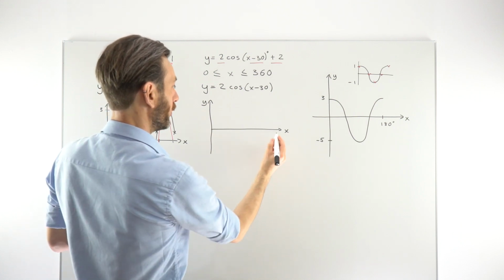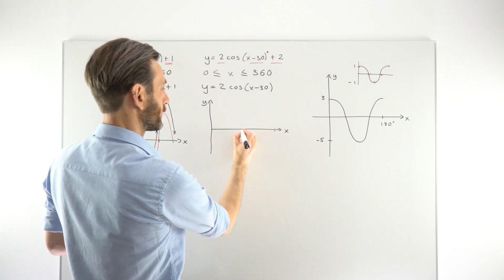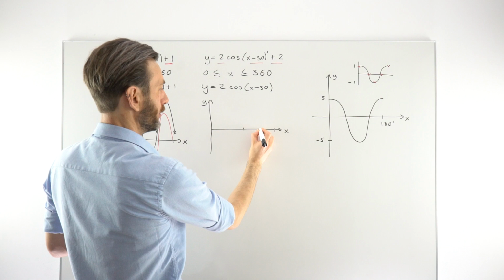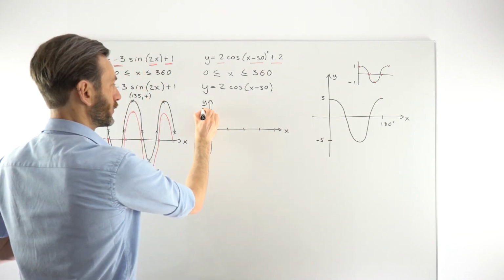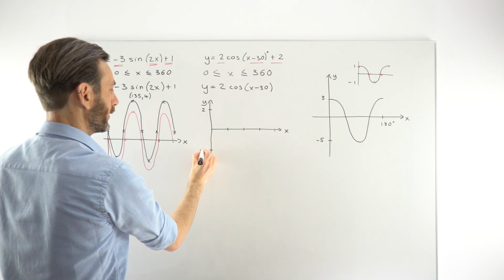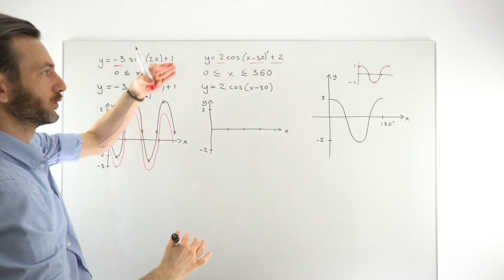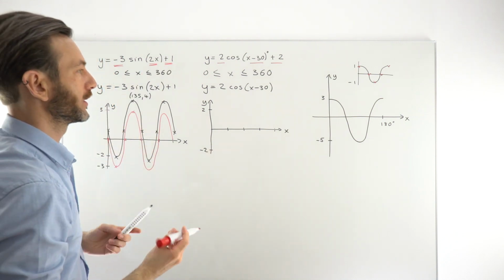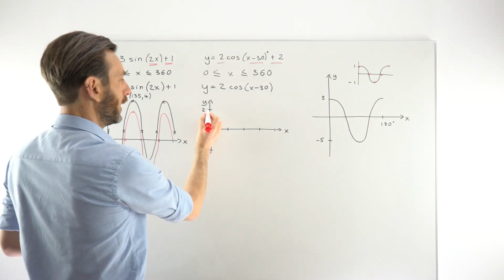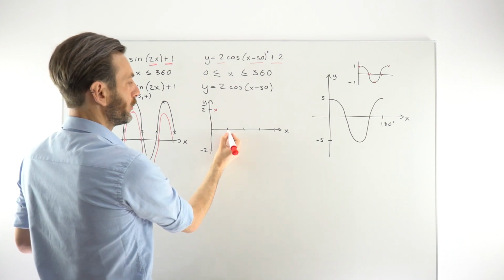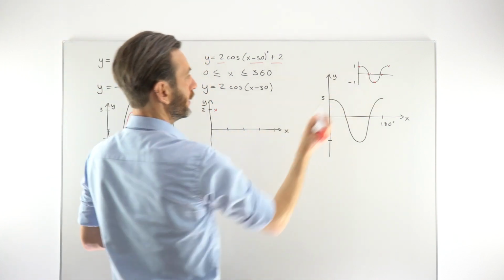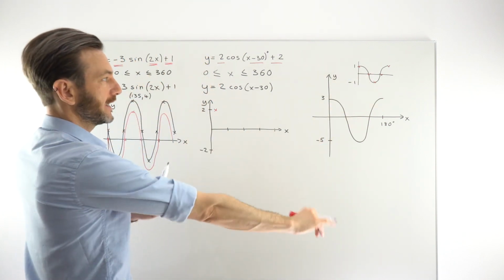So we'll maybe just put on our references again. So that's 360, that's 180, that would be 270, and that would be 90. And we'll just say that that there is 2, and that there is -2, because we know it's going to be between 2 and -2 this time. So that point is now at 2 up the way, but it's at 30 along the way, so it's going to be somewhere there.